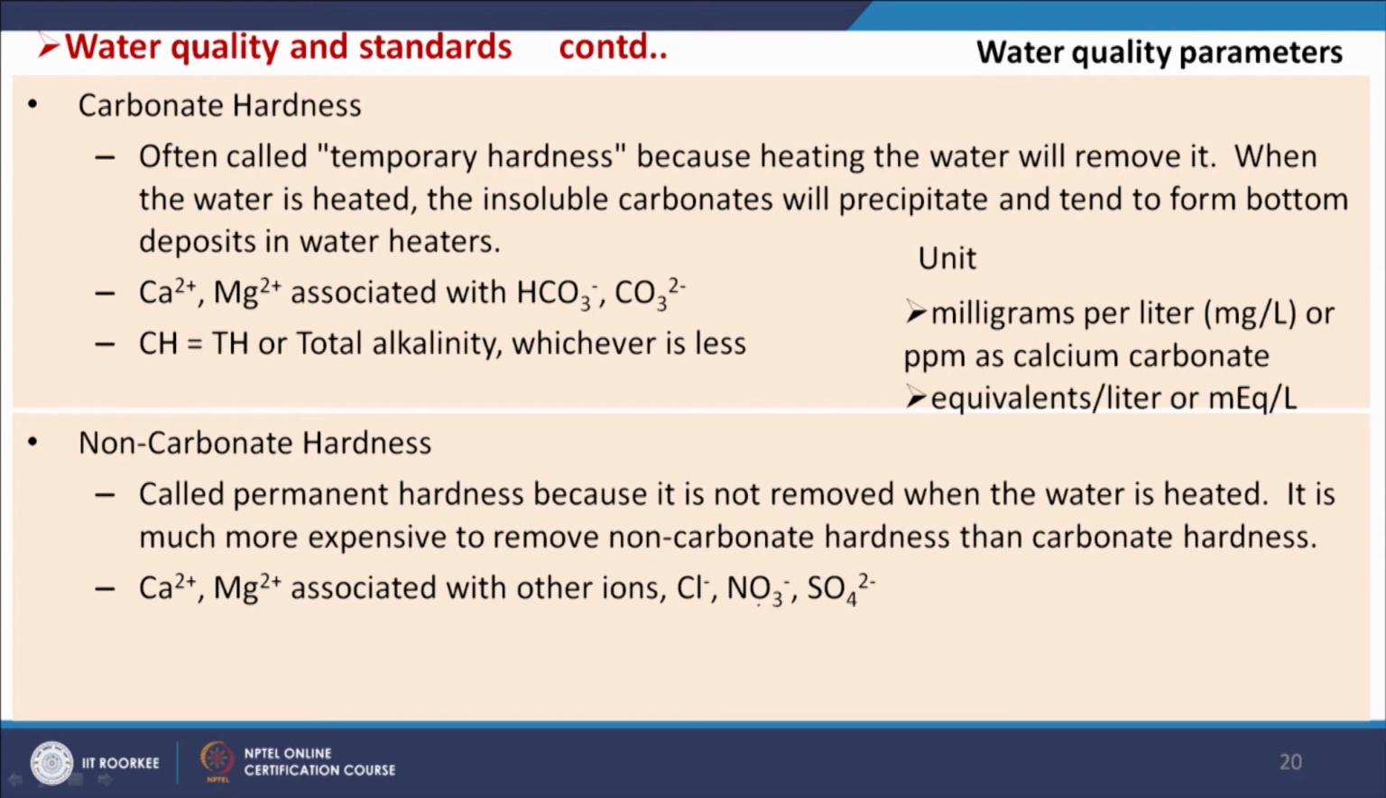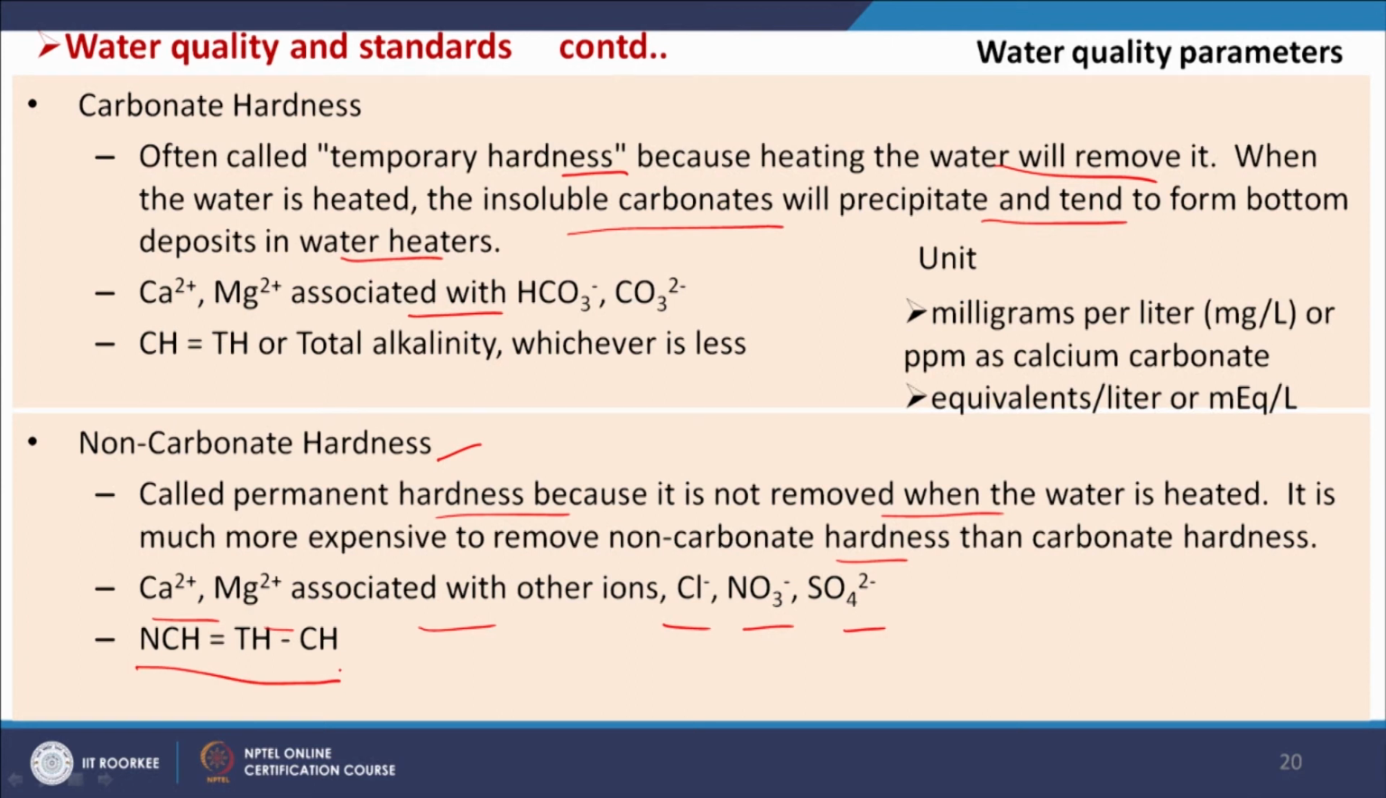Now, carbonate hardness is often called temporary hardness, because heating the water will remove it. When the water is heated, the insoluble carbonates precipitate and tend to form bottom deposits in water heaters. Calcium and magnesium associated with bicarbonate and carbonate give the carbonate hardness. Non-carbonate hardness is called permanent hardness, because it is not removed when the water is heated. It is much more expensive to remove non-carbonate hardness than carbonate hardness. It is calcium and magnesium associated with other ions like chloride, nitrate, sulphate, etc.